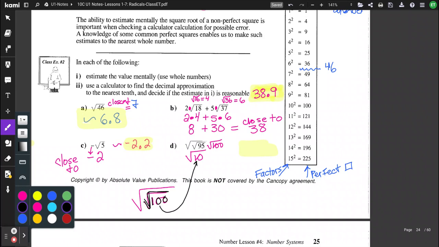Now we take a look. What is the 10 close to on our list? 10 is close to 9. So this guy is close to root 9. So his answer should be close to 3. And now if we actually figure it out, if you put a double square root sign on 95, see what you get for a decimal. We're close. 3.1. Yep. You should get 3.1 as the actual.